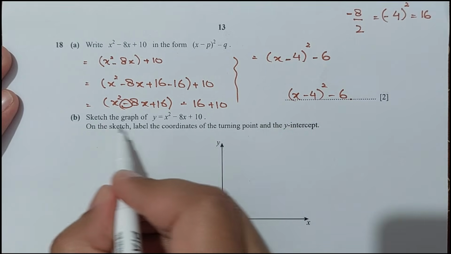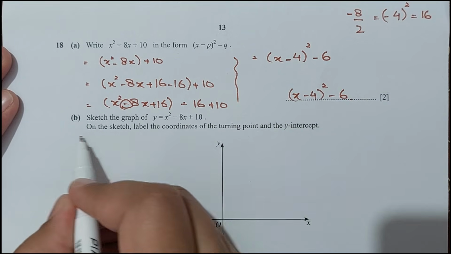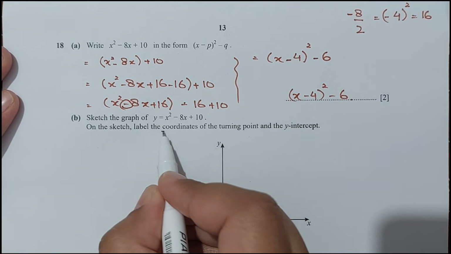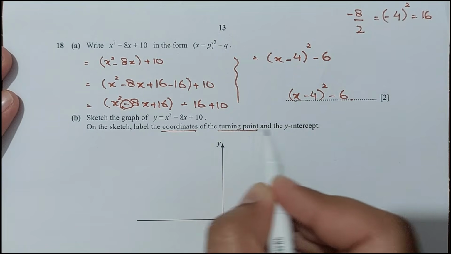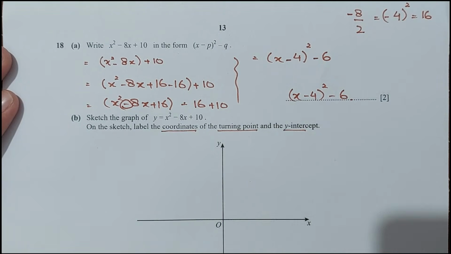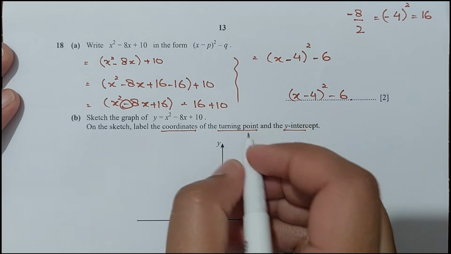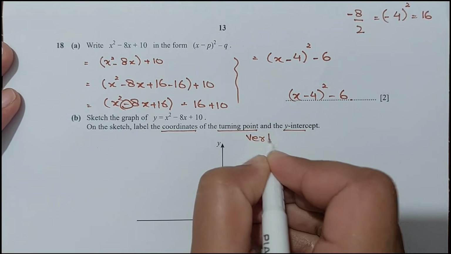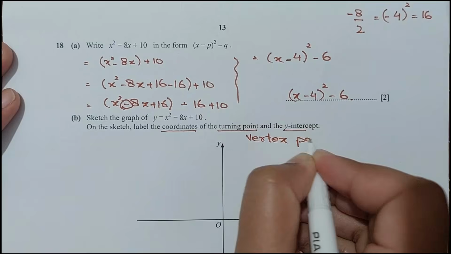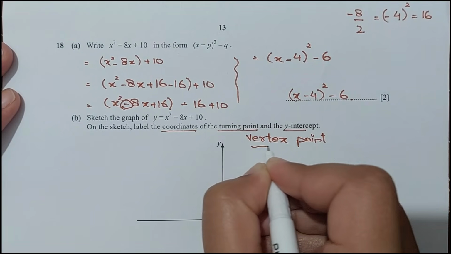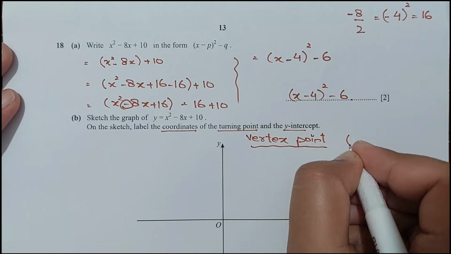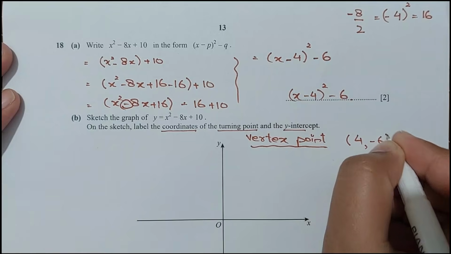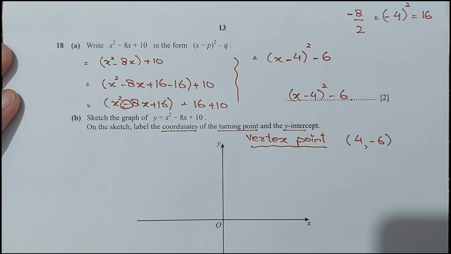Part B, sketch the graph of this function. On the sketch, label the coordinates of the turning points and the y-intercepts. Okay, so the turning points are basically the vertex point in case of a quadratic equation. It is a vertex point. And what is a vertex point? Vertex point is 4 and minus 6. This 4 and minus 6 is the vertex point.